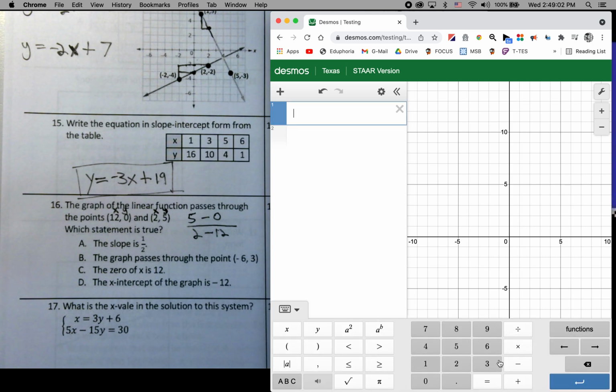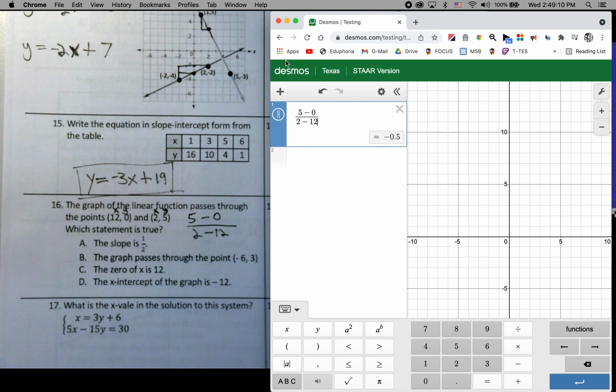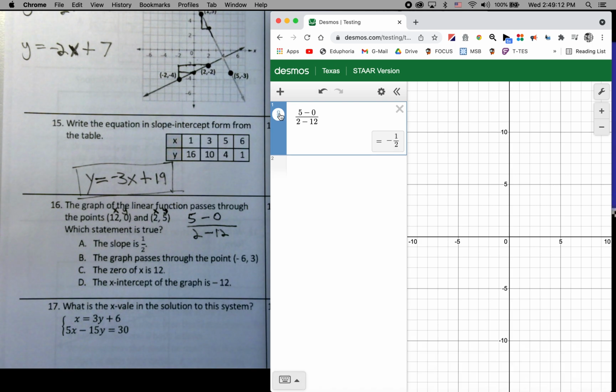So I click the divide button first. 5 minus 0 all over 2 minus 12. And then I'm turning that into a fraction. Nope, that says negative 1/2. Not that one. Okay. The graph passes through the point negative 6, 3. Okay. Well, that's a tough one to see.